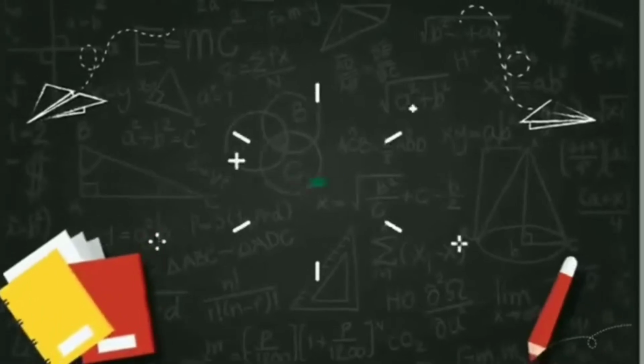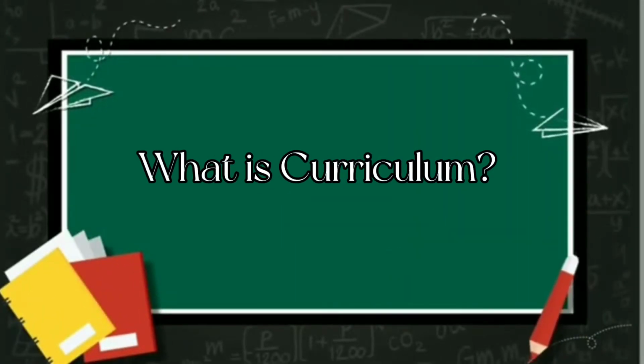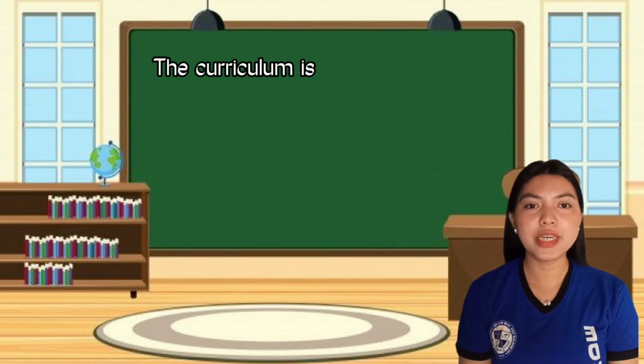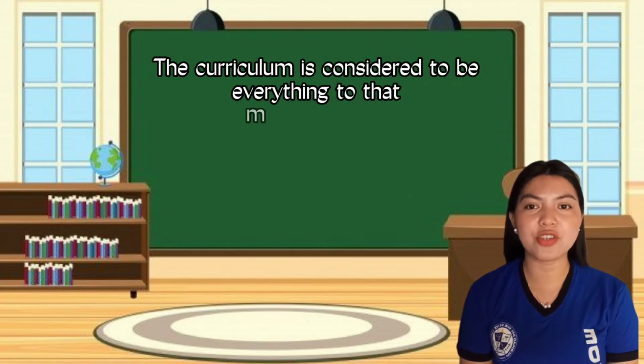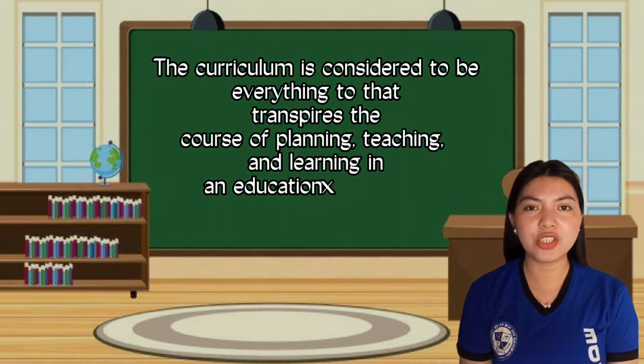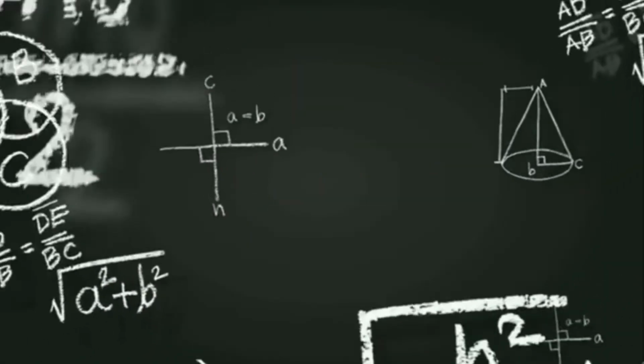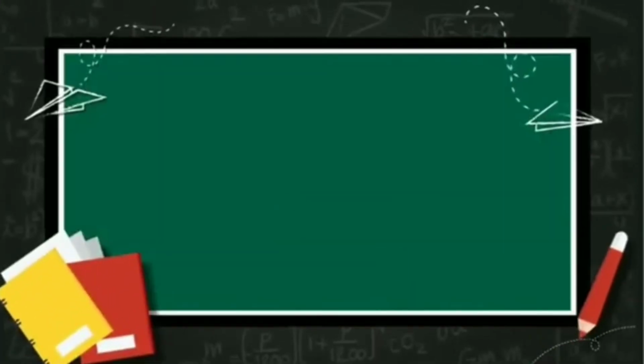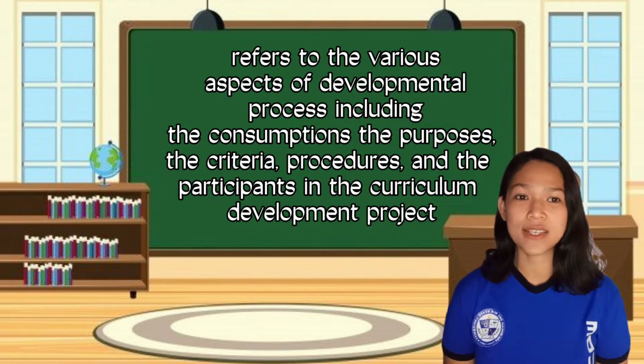But first, let's define curriculum. What is curriculum? The curriculum is considered to be everything that transpired the course of planning, teaching, and learning in an educational institution. Now, let's define approach. What is approach? The term approach in this context refers to the various aspects of developmental process, including the assumptions, the purposes, the criteria, procedures, and the participants in curriculum development project.